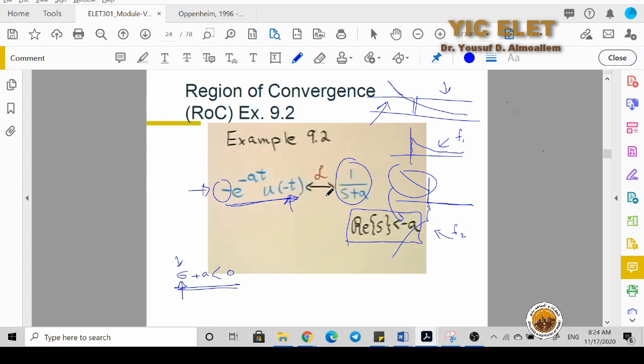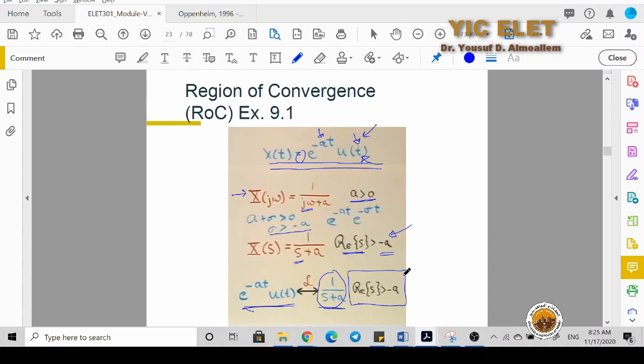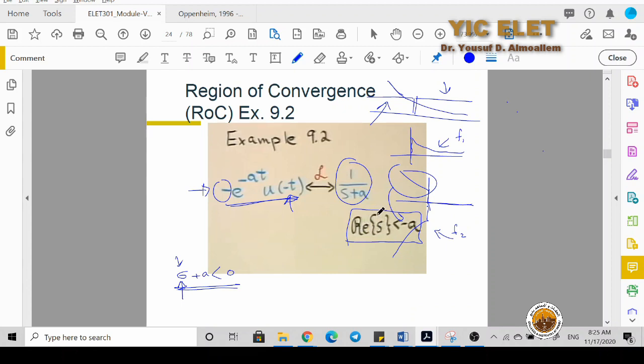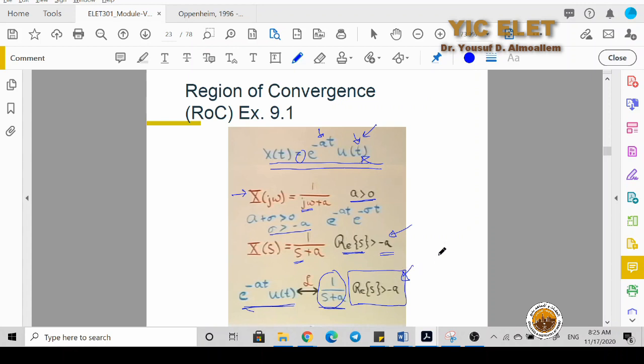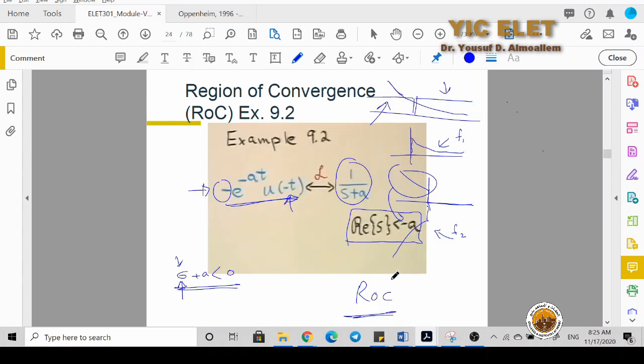Is this logical? Is this possible? In the Laplace transform, yes, it is possible. And the main difference is that the region of convergence is different. Here the region of convergence is the real part of S greater than minus A, and here the real part of S is less than minus A. Here it is greater than, here it is less than. So in the Laplace transform, the region of convergence, the ROC, is very, very important.